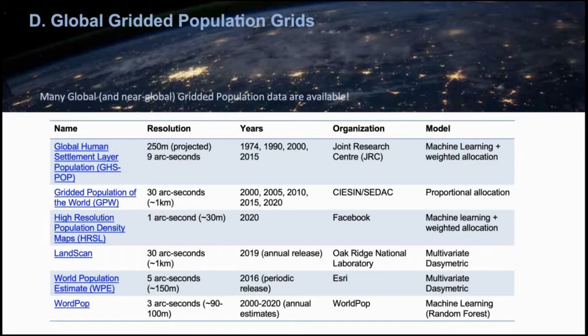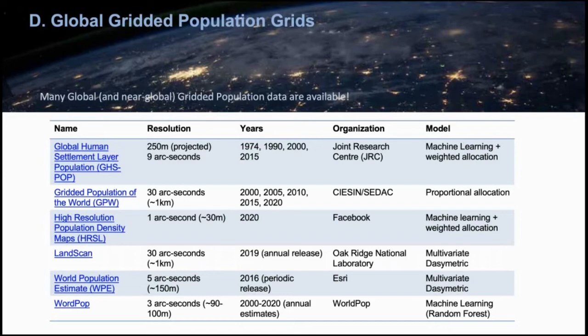But there's an important point to that, which is, if you're doing a global analysis, for instance, working with 30 meter or 90 or 100 meter data can be taxing to do on even a modern desktop or laptop. And if you need a time series, some of the highest resolution data sets don't actually have a time series. They're just a current year.